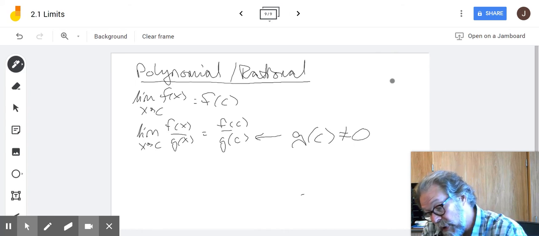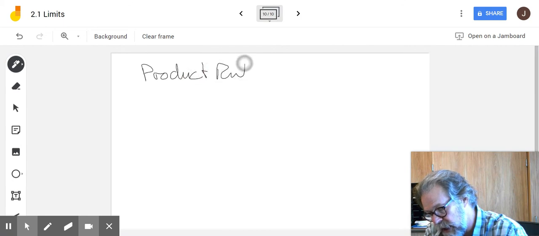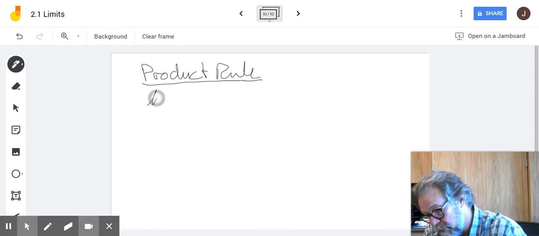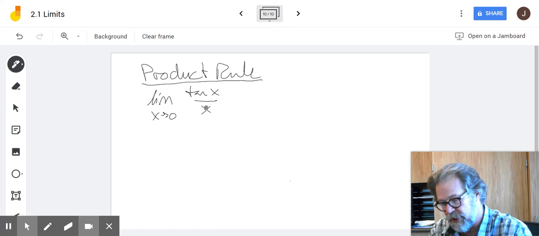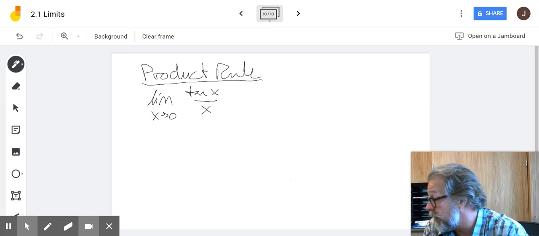Product rule. Here's a good one. The product rule for limits, and this is a bit tricky. Why do I say that? Well, let's take a look at an example to illustrate the product rule. The limit as x goes to 0 of tangent of x over x. Now, obviously, if I just use substitution, this will be 0 over 0.